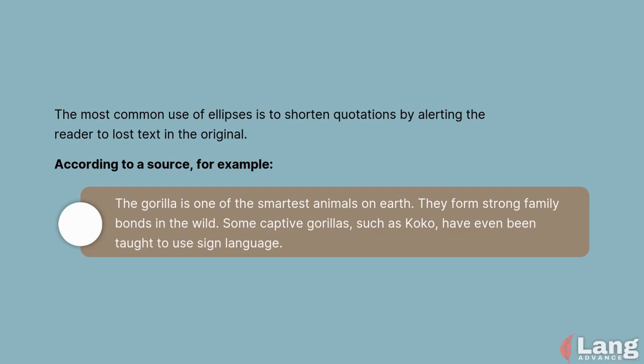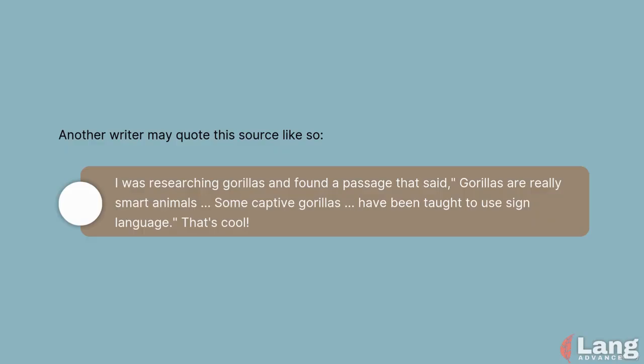According to a source, for example, the gorilla is one of the smartest animals on Earth. They form strong family bonds in the wild. Some captive gorillas, such as Coco, have been taught to use sign language. Another writer may quote this source like so: "I was researching gorillas and found a passage that said, 'Gorillas are really smart animals... Some captive gorillas have been taught to use sign language... That's cool.'"